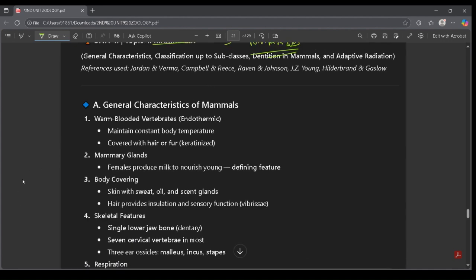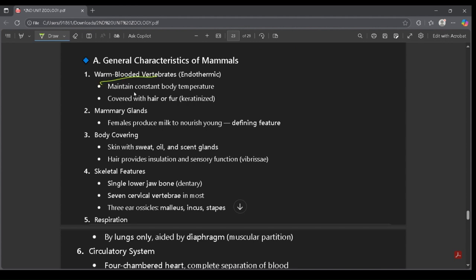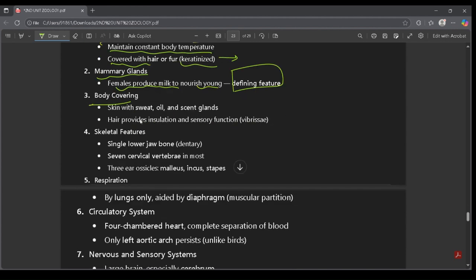Now, what are the general characteristics of mammals? They are warm-blooded vertebrates, right? They are endothermic. They maintain a constant body temperature. They are covered with hair or fur, keratinized. Mammary glands: females produce milk to nourish young ones. Defining feature. Now, the third being the body covering.